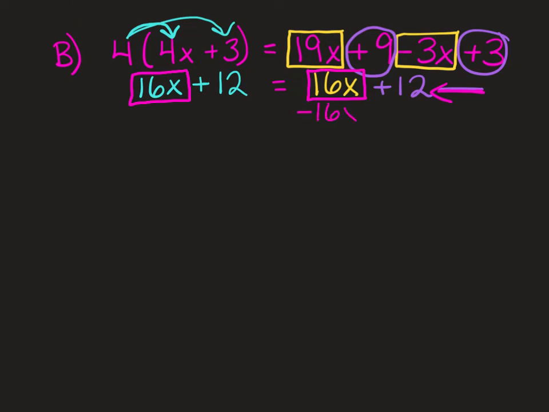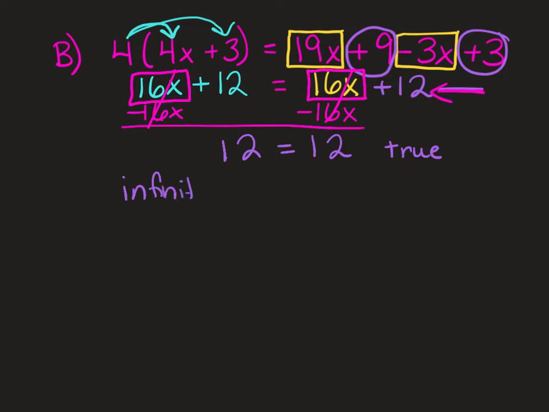We'll subtract 16x from both sides because what we do to one side, we must do to the other. And it cancels out on both sides. We get 12 equal positive 12. This is true. A number equal a number, it's true. So we get infinitely many solutions.